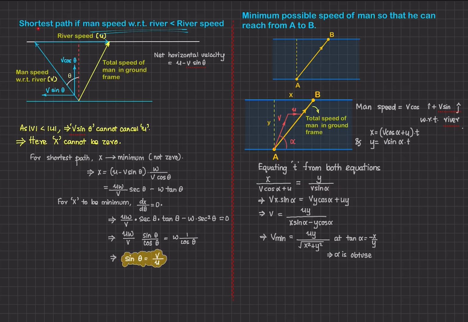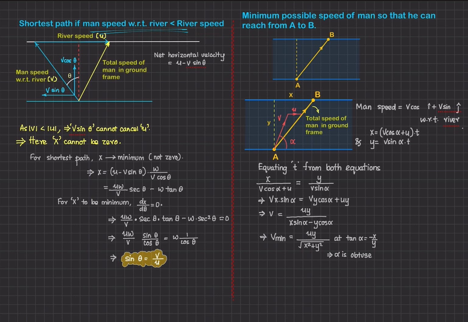Here we are dealing with a problem of the shortest path when a man is swimming or a boat is traveling across a river. What is the shortest path? But now the condition is that the man's speed with respect to the river, or the man's speed in still water, is less than the river speed.